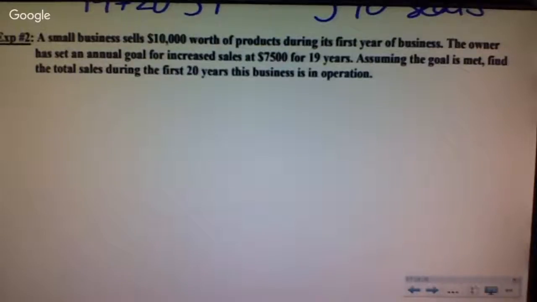Oh my goodness. A small business sells $10,000 worth of products in its first year of business. The owner has set an annual goal for increased sales at $7,500 for 19 years. Okay? Assuming that he's met his goal, we want to know how much money he's sold. What's his total sales for the first 20 years in his business? Okay? So, again, we're going back to that sum formula.